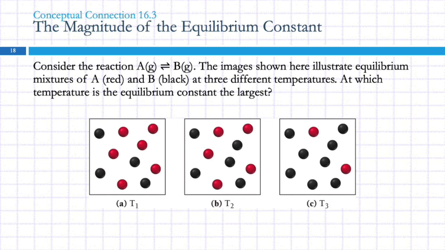So consider this reaction, and again, they're using colors instead of shapes. We have red circles and black circles. And so we have this equilibrium at 3 different temperatures, and it's asking us at which temperature is the equilibrium constant the largest.